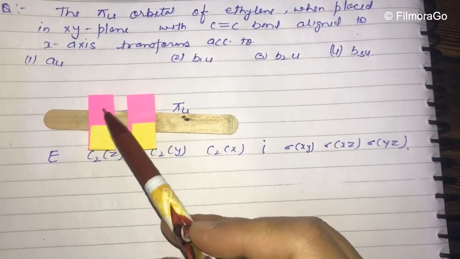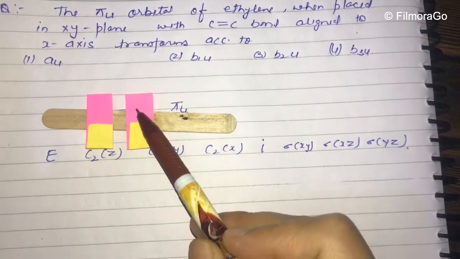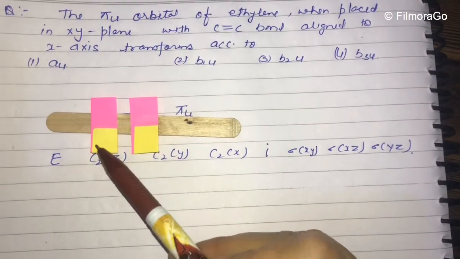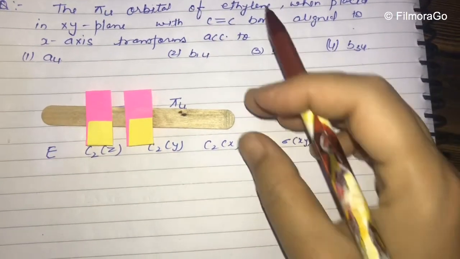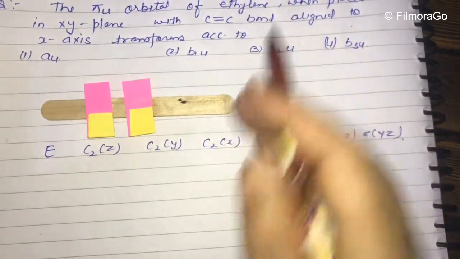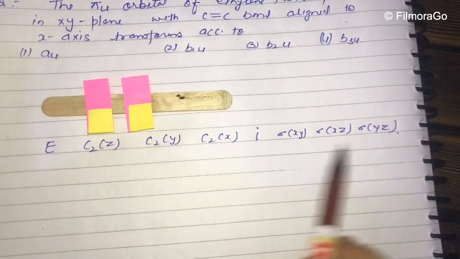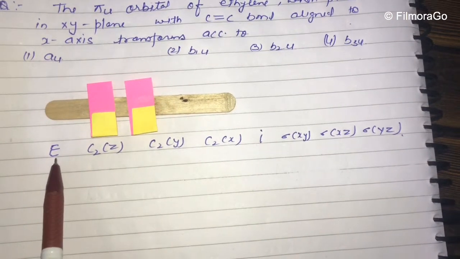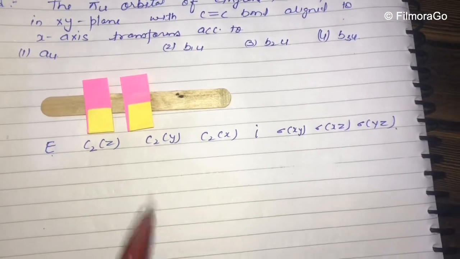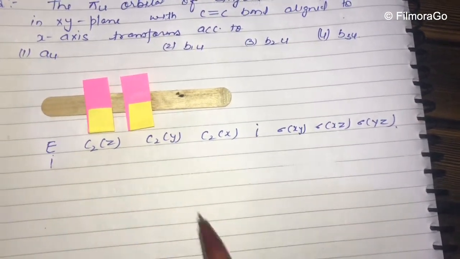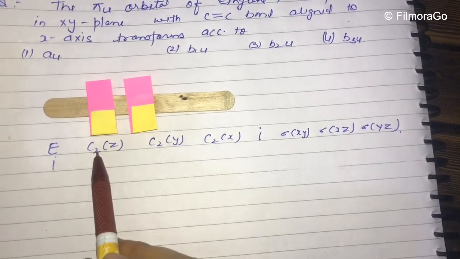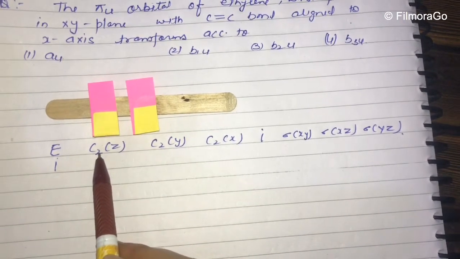This is a type of orbital in which these two lobes have the same sign and these two lobes have the same sign. So we have to find out the sign for these characters. E for identity means the sign will not be changed, so that will be 1. Now we have to find out the C2 rotation on the Z axis.